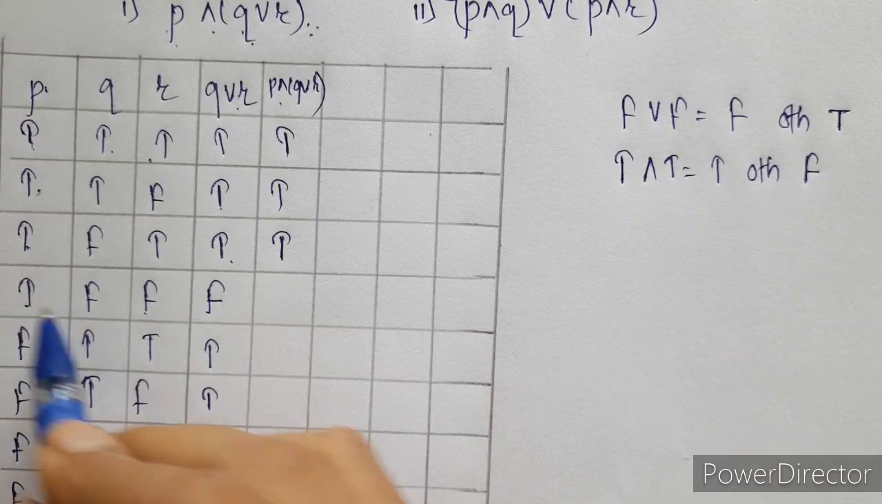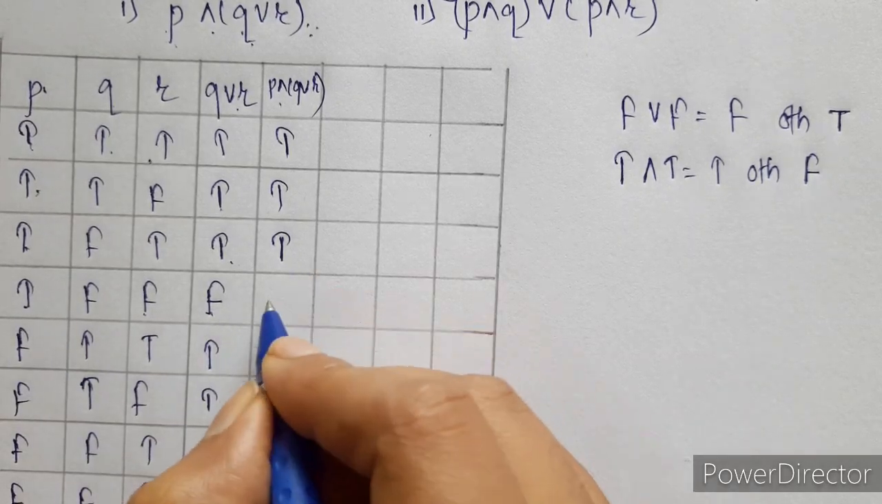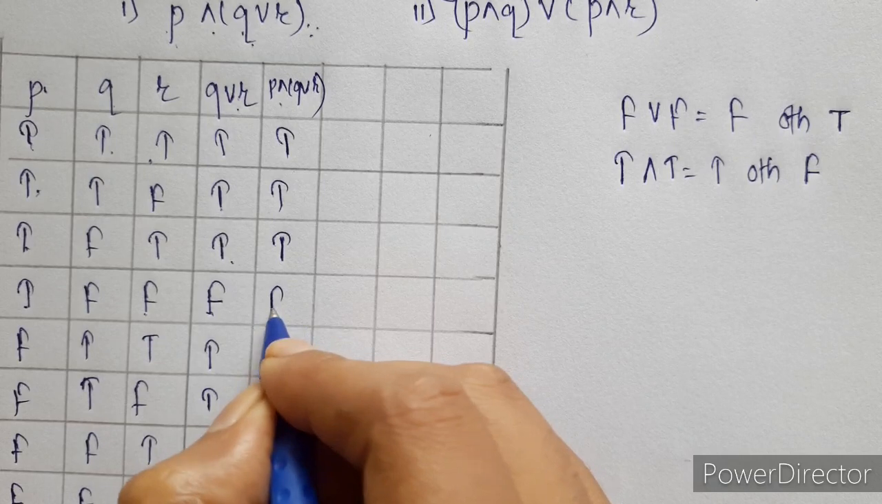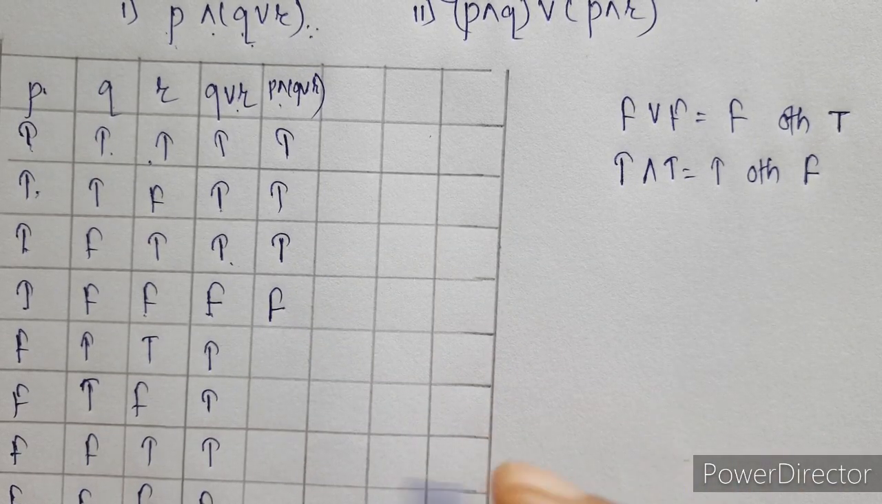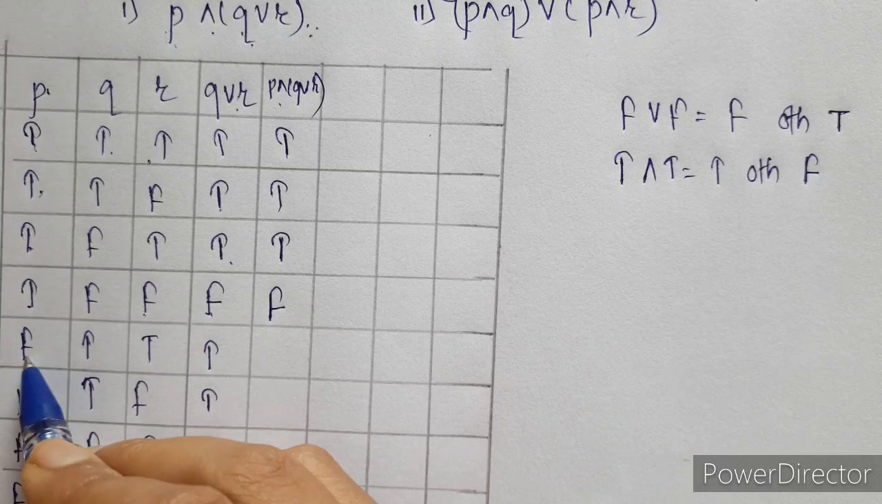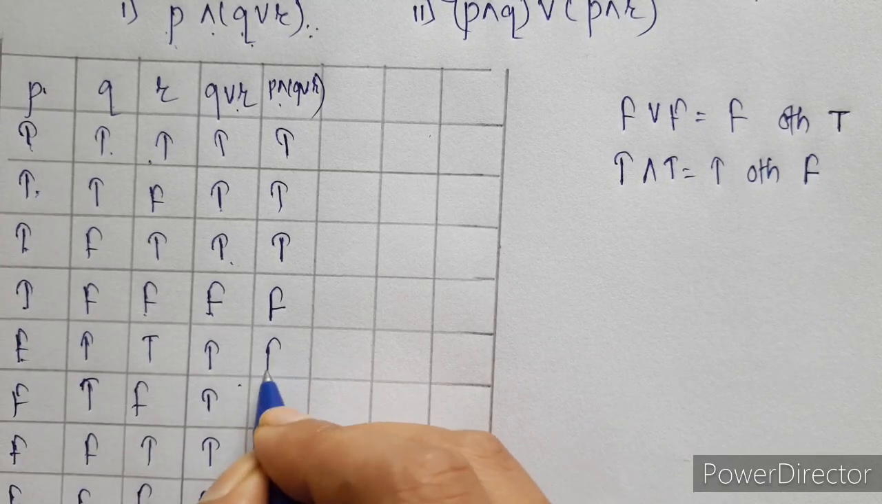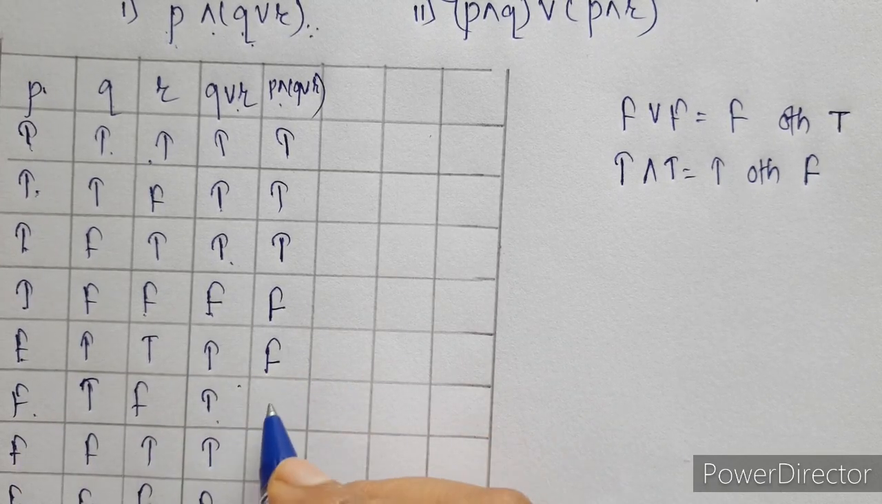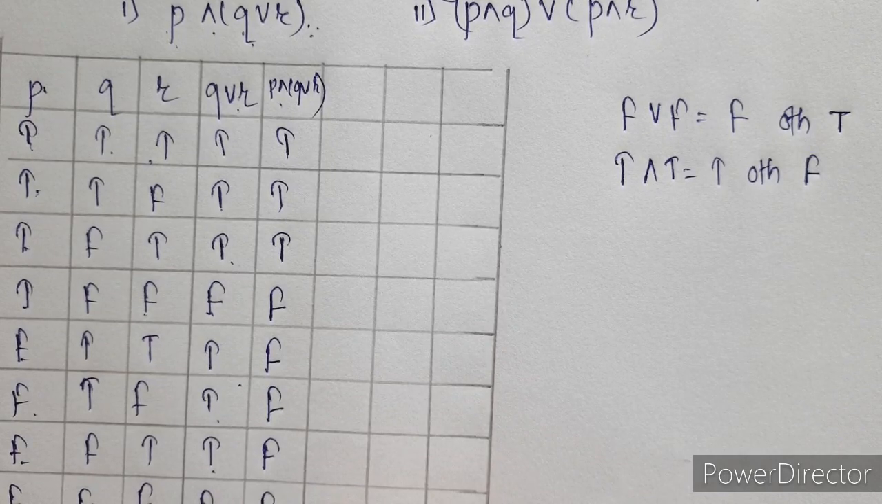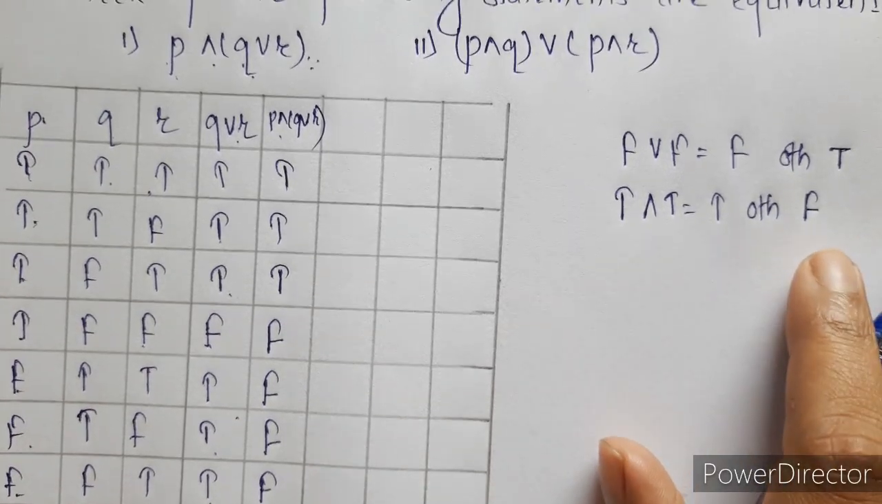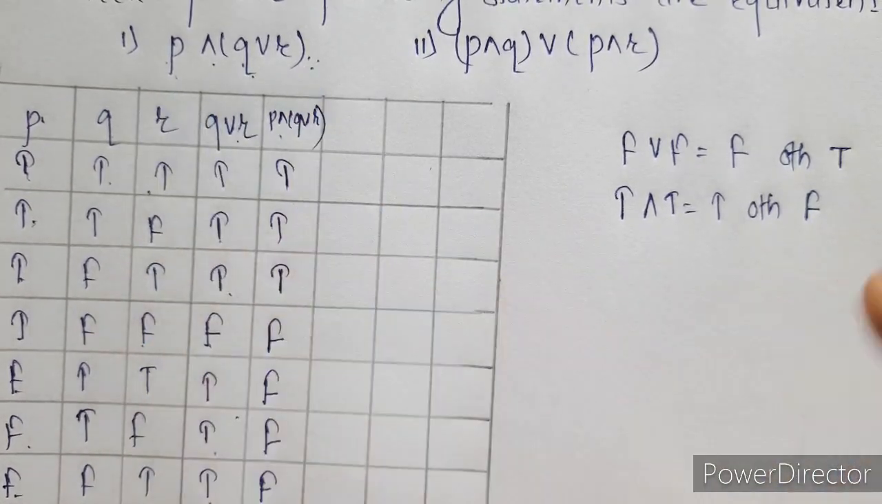Now here we have true and false. So true and false will be false because it is the AND case. Both have to be true, then only it is true. Again false and true, false; false and true, false; again false and true, false; both falses, that is also false. So we are done with the first compound statement.